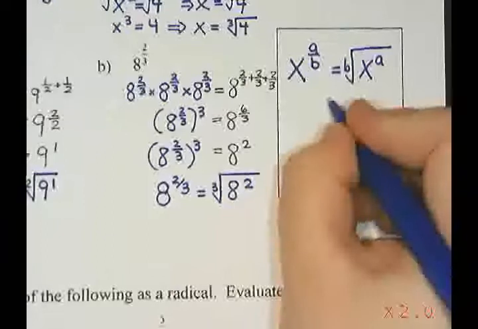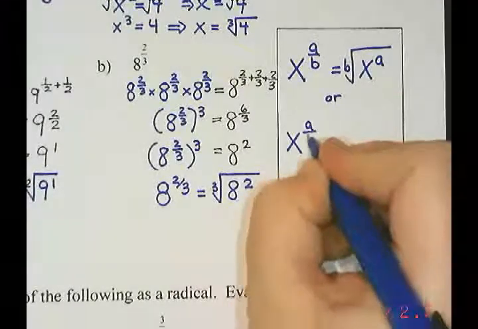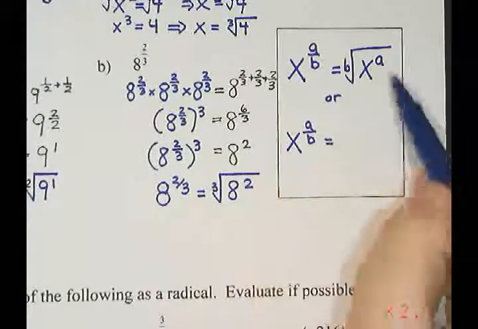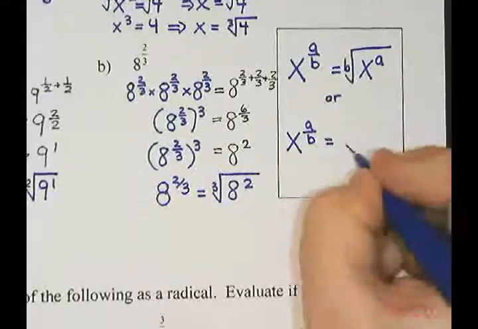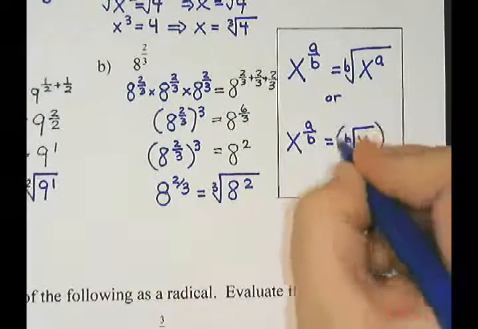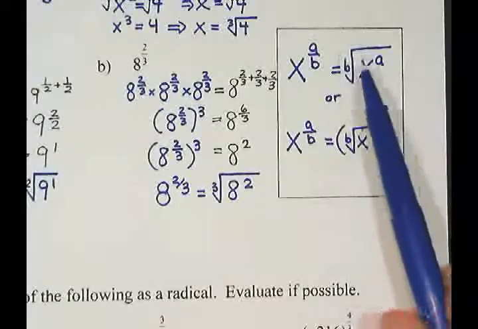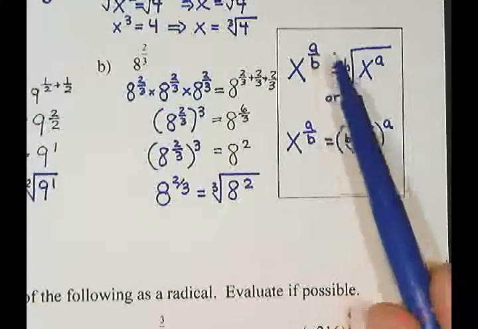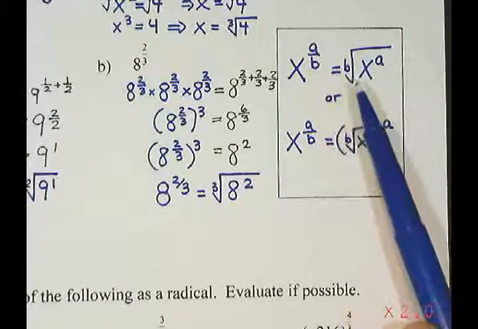Now there is one more way to write that. I can say x to the power of a over b. Instead of putting the a inside with the x, we actually could say that it's the bth root of x, to the power of a. And it doesn't matter whether we do the power first or the root first, you do actually get the same answer either way. So the important thing to get out of this is that the a becomes our regular exponent and the b becomes our root.